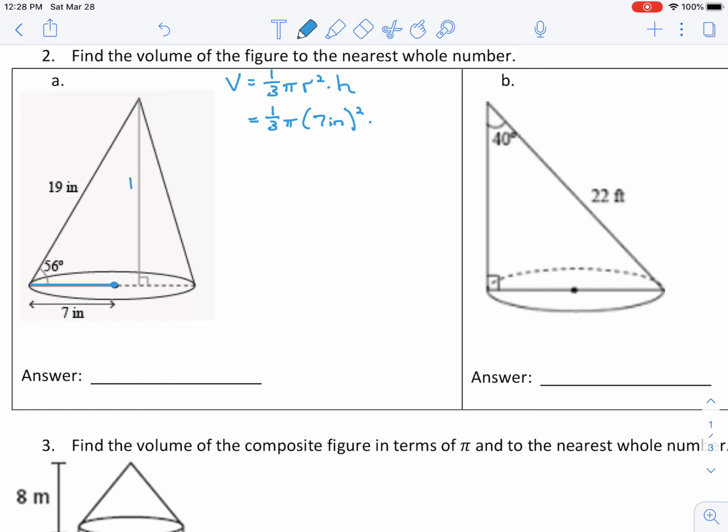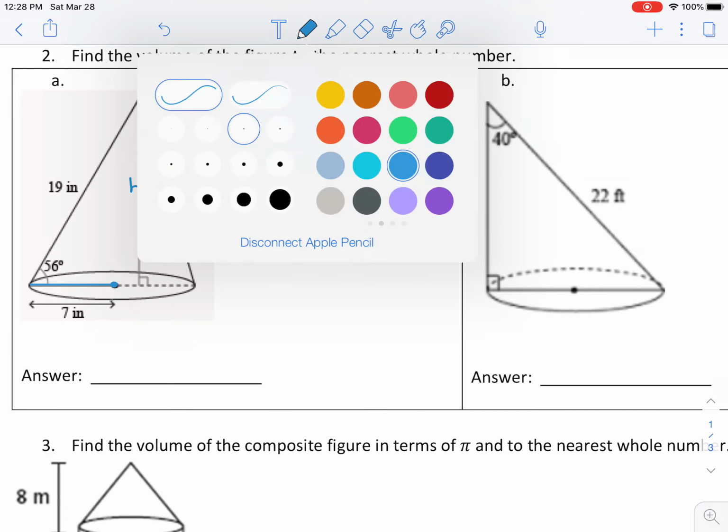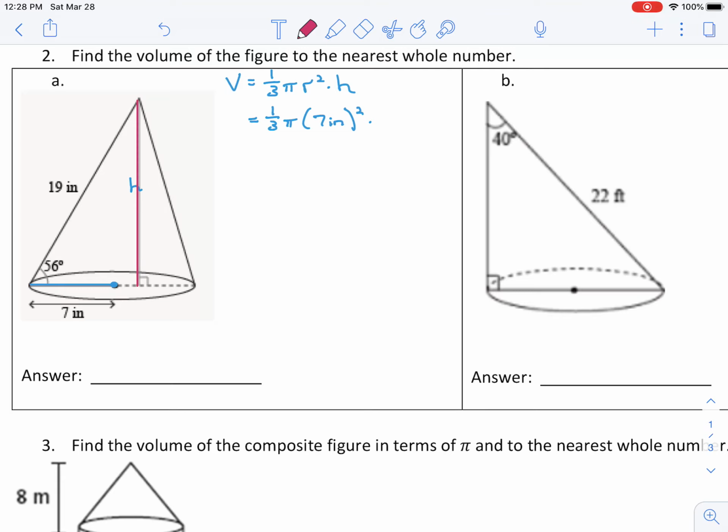However, h is not labeled. We're going to have to find it, and I need to pay attention to the shape in this picture. So let me change my color so I can draw special attention to it. This height that we're going to be finding is part of a triangle.